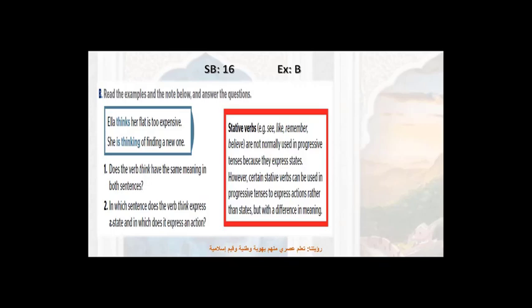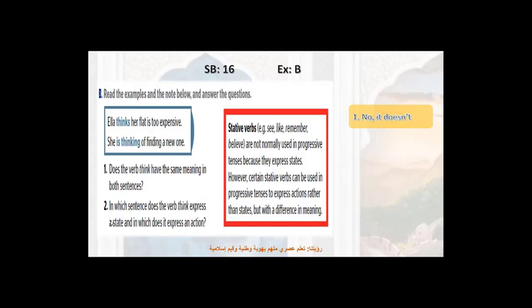Ella thinks her flat is too expensive. She is thinking of finding a new one. Does the verb think have the same meaning in both sentences? No, it doesn't.